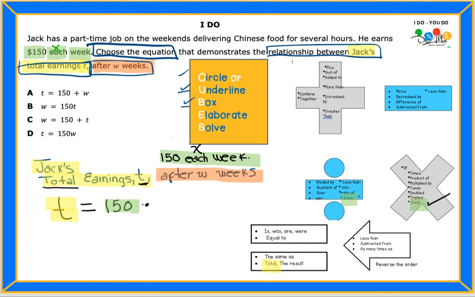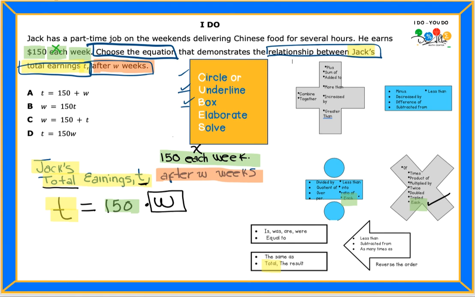Let's put that example again. If 1 week passes by, we're going to repeat the 150 how many times? Yes, 1 time. What about if this happened in 2 weeks? What are you going to do to find the money? You're going to repeat the 150 2 times, because he worked 2 weeks. And what about 3? 150 times 3. Absolutely. So you see how this number of weeks can be changing?